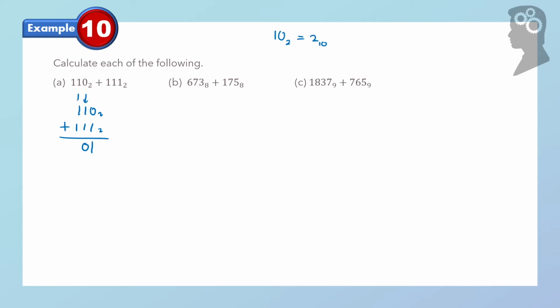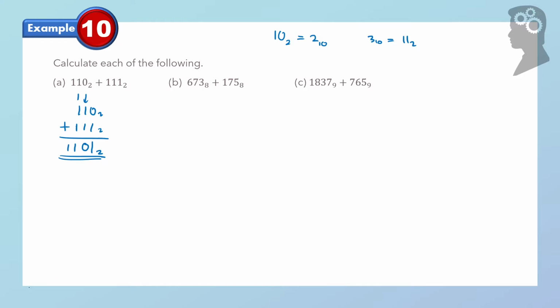Now we're going to add all three digits. 1 plus 1 plus 1. So that becomes 3 in base 10. But 3 in base 10 is 11 in binary. So the final answer is going to be 1101 base 2. So that's how you do the addition directly.